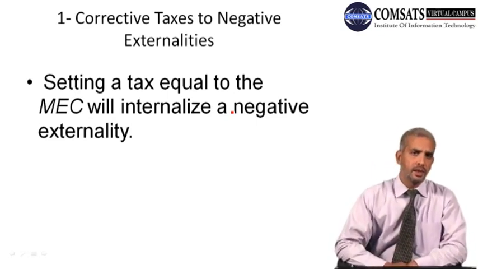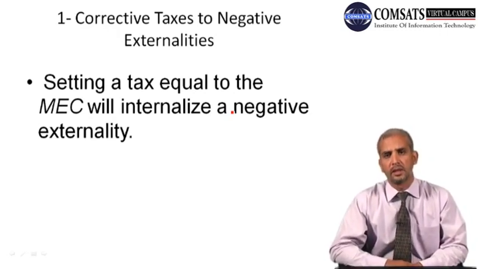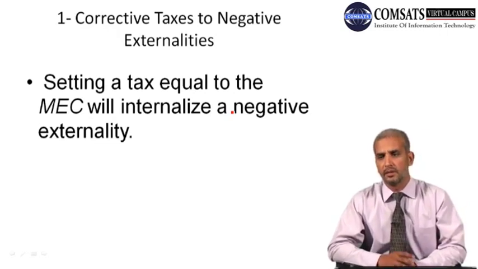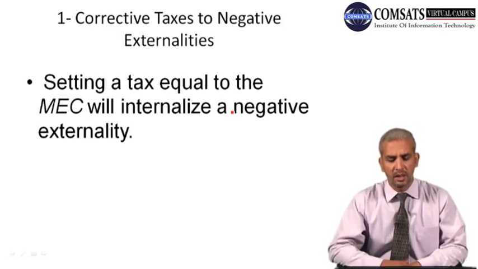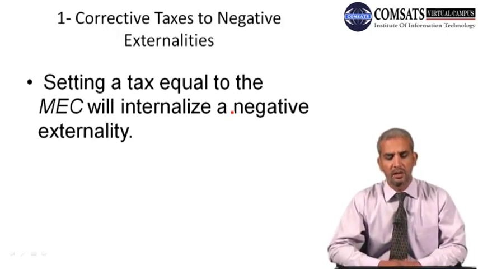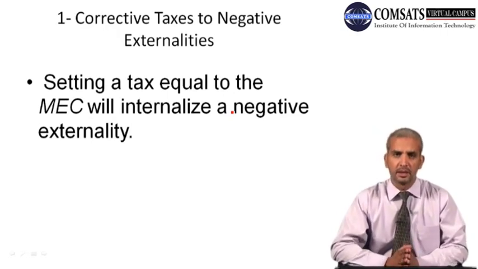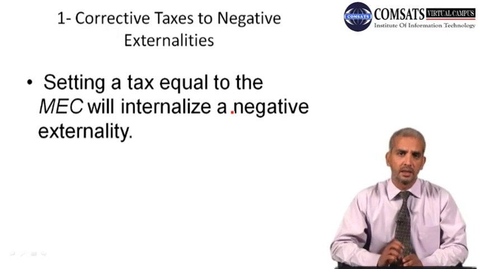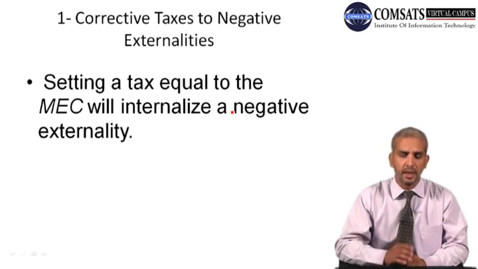Remember, negative externality is the case in which the external cost is not accounted for in the transaction between the two parties. The effect on the third parties is not accounted for, in fact. So what the government can do is set a tax equal to marginal external cost, which will internalize a negative externality. If they can calculate the marginal external cost, they can apply a tax exactly equal to it, and that would result in the system turning back to efficiency.